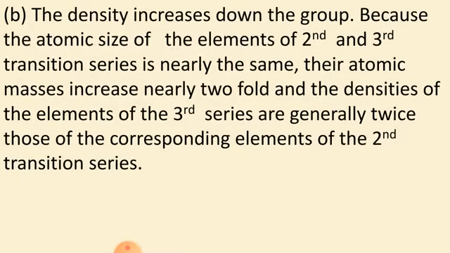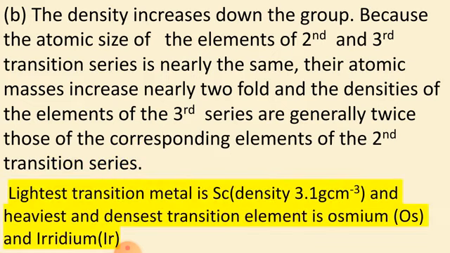Second point, the density increases down the group because the atomic size of the elements of the second and third transition series, that is 4d and 5d series, is nearly the same. Their atomic mass increases nearly twofold, and the densities of the elements of the third series are generally twice those of the corresponding elements of the second transition series. So down the group the density increases. This is due to the increase in atomic mass.